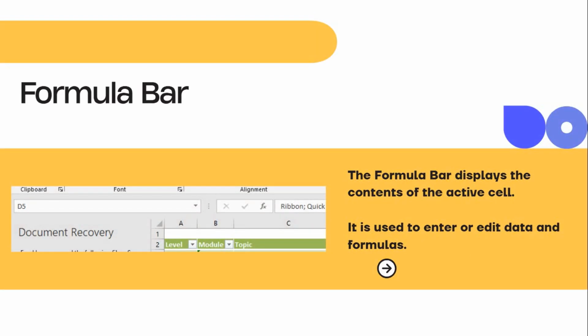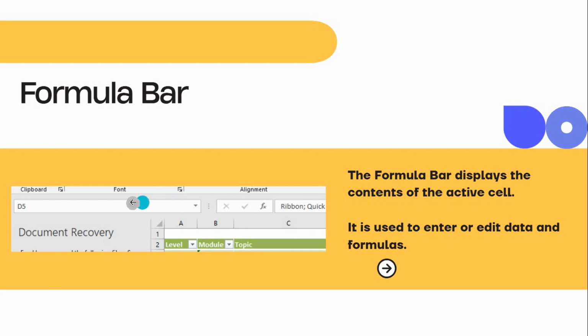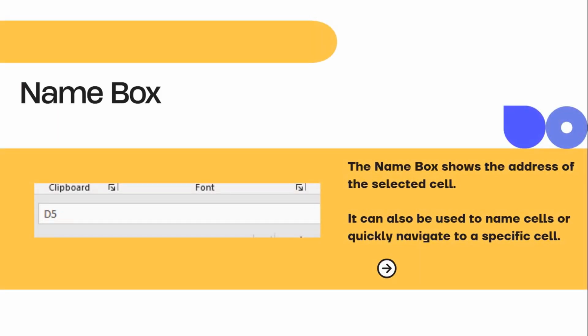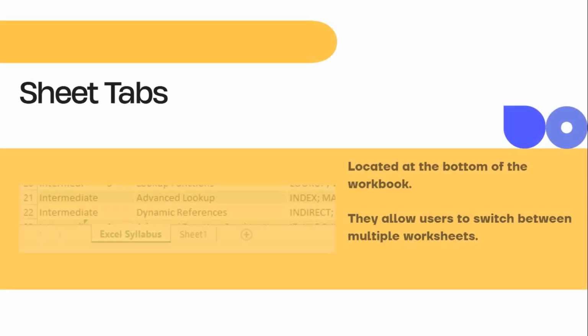Let's see about the formula bar. In this formula bar we can see the data of the particular cell. Next, we call it the name box. The name box represents the address of each cell, which is also used to quickly navigate, and helps us easily move from one cell to another cell.